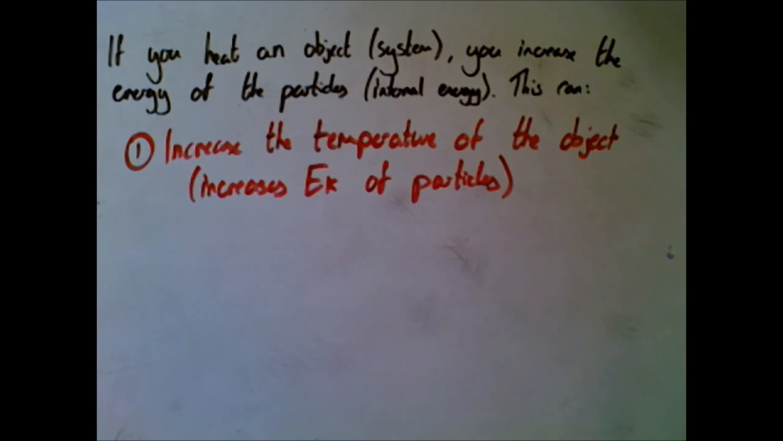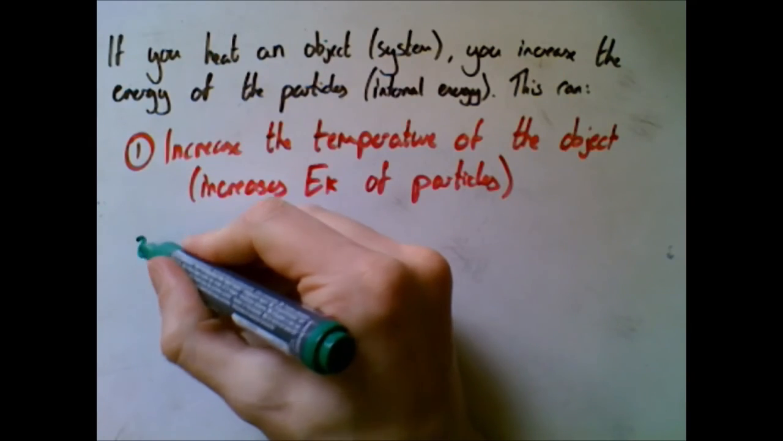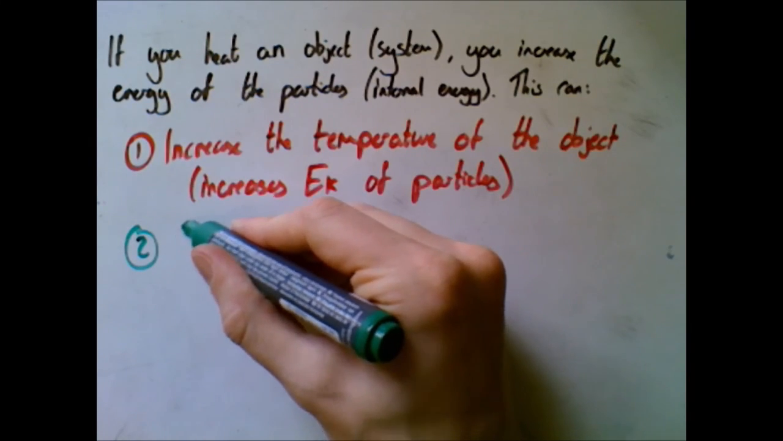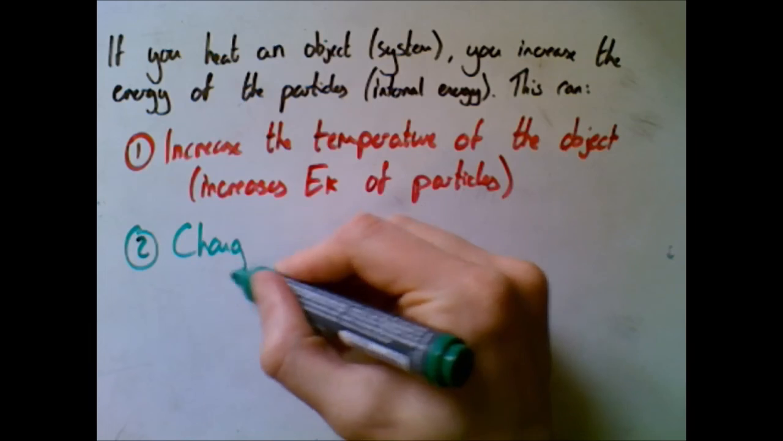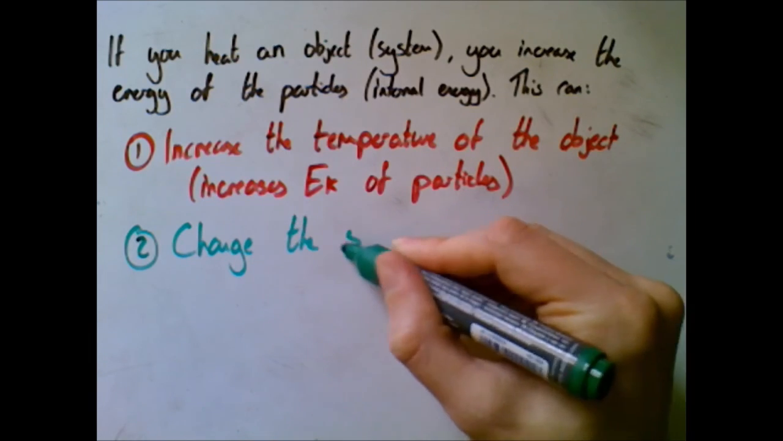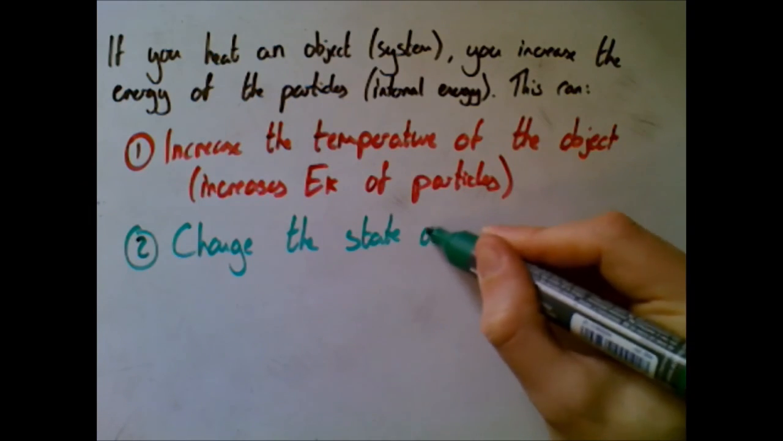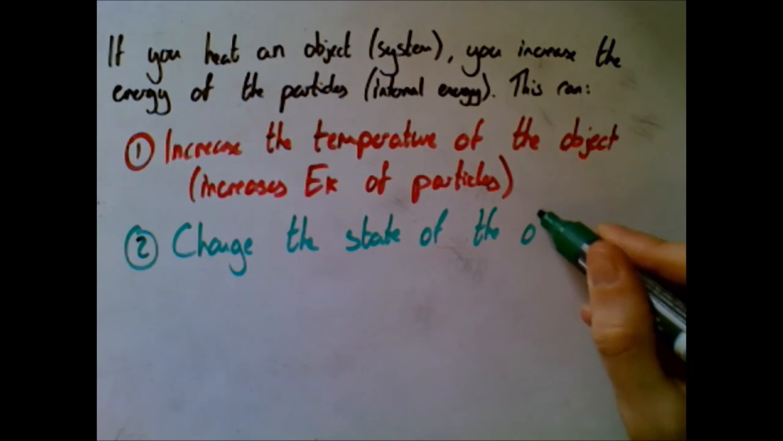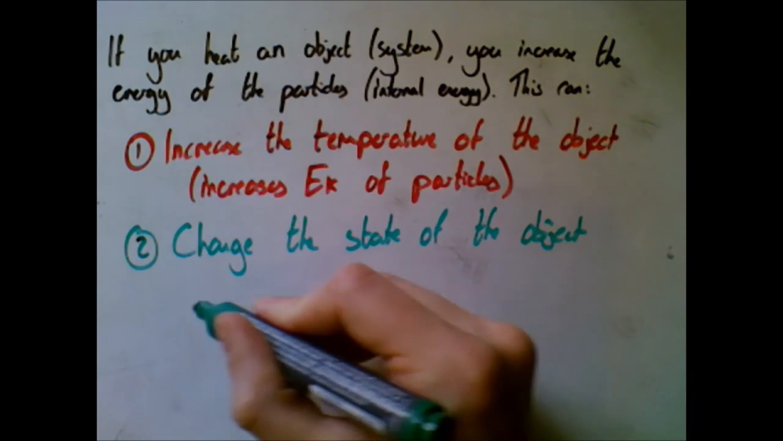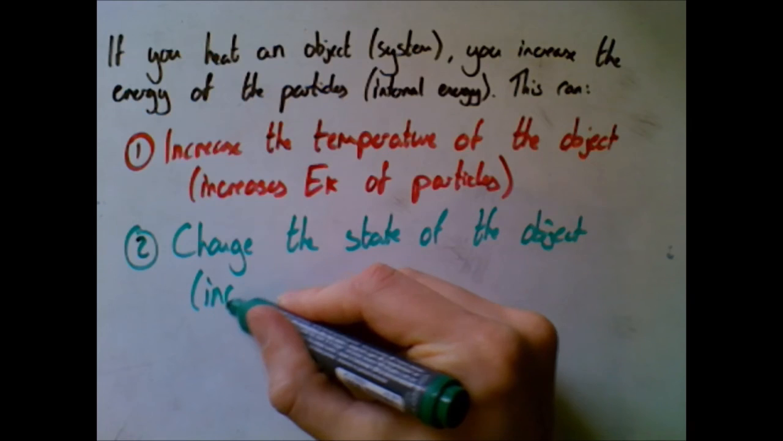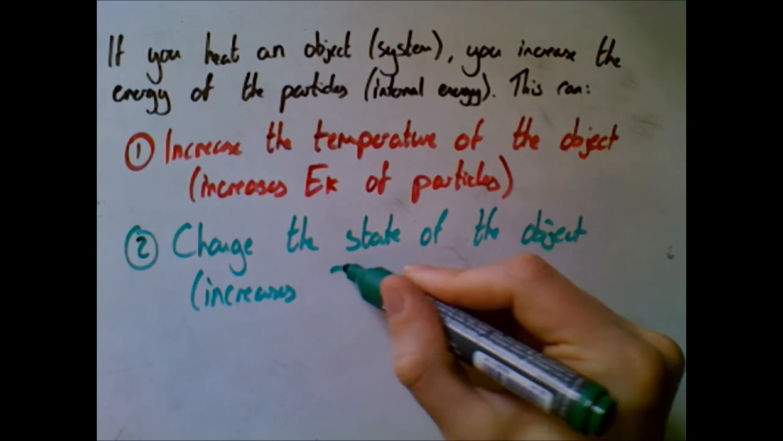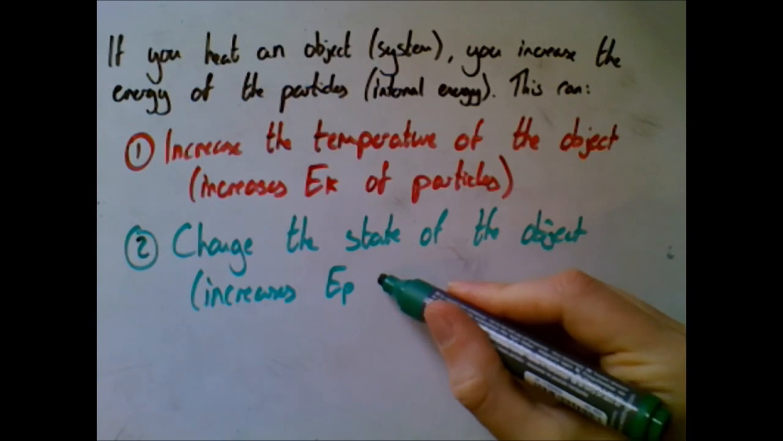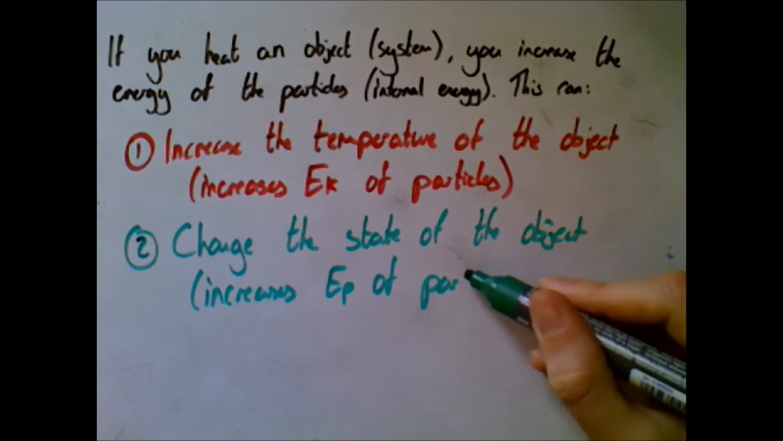Or, number two, the second option there, it can change the state of the object. Remember, that is because it increases the potential energy, so we use EP for the potential energy of the particles.